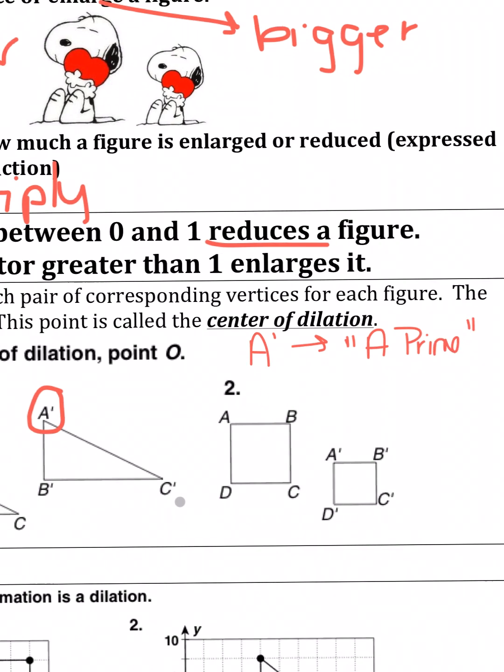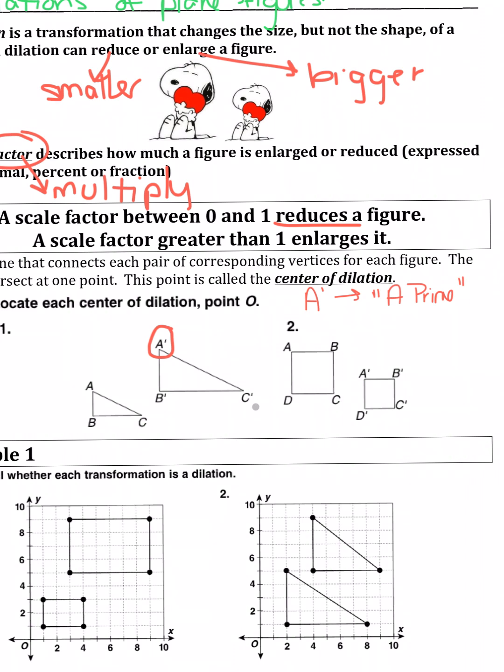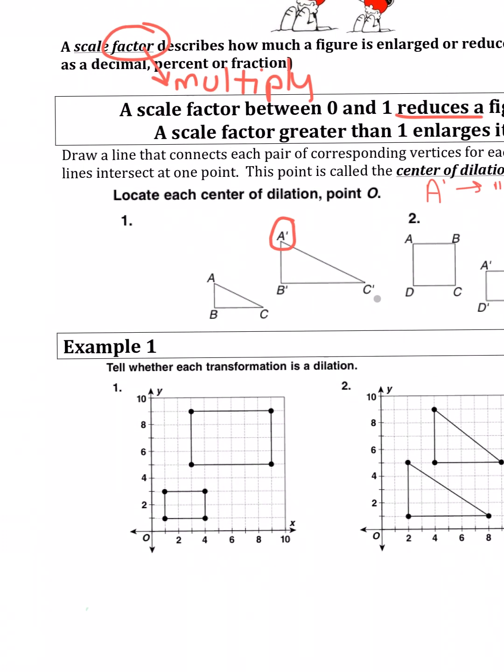Anytime we have dilated a figure, we want to show the corresponding pieces by using the same letter, but we now use the apostrophe to show that it is actually a new figure. But if we connect those corresponding pieces, we should be able to find our center of dilation. So I'm going to do my best to draw a straight line. If you have a ruler, you can certainly use that as well. That's helpful sometimes. But I'm going to go ahead and connect A prime to A, and then B prime to B, and finally C prime to C. And when I do that, I'm going to get a single point where all three of those lines intersect. This is known as the center of dilation.